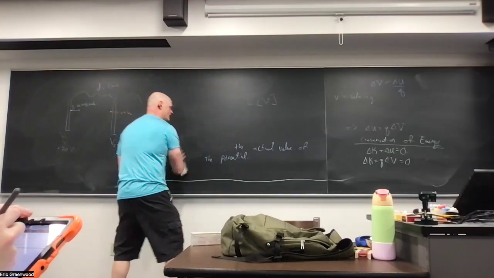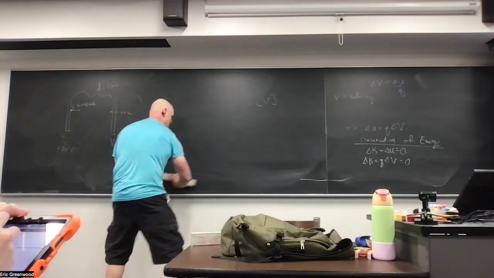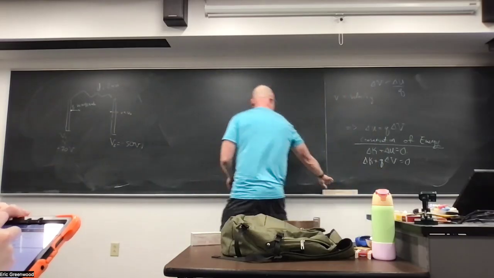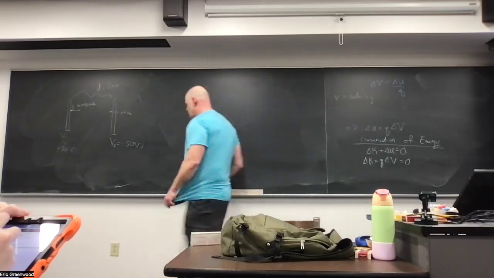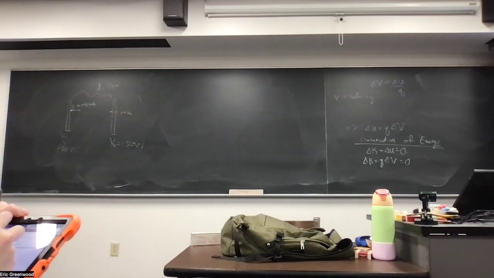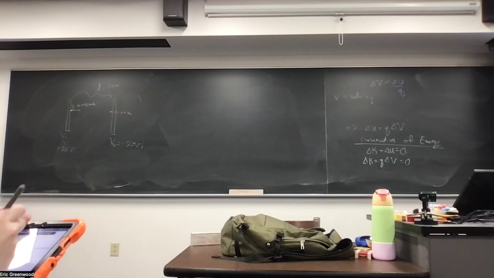So what we want to know again is what type of particle is this? So let's look at part A first. What type of particle do I actually have? Is this going to be a positive charge or a negative charge? Meaning, is it going to be a proton or is it going to be an electron? So let's think about this.